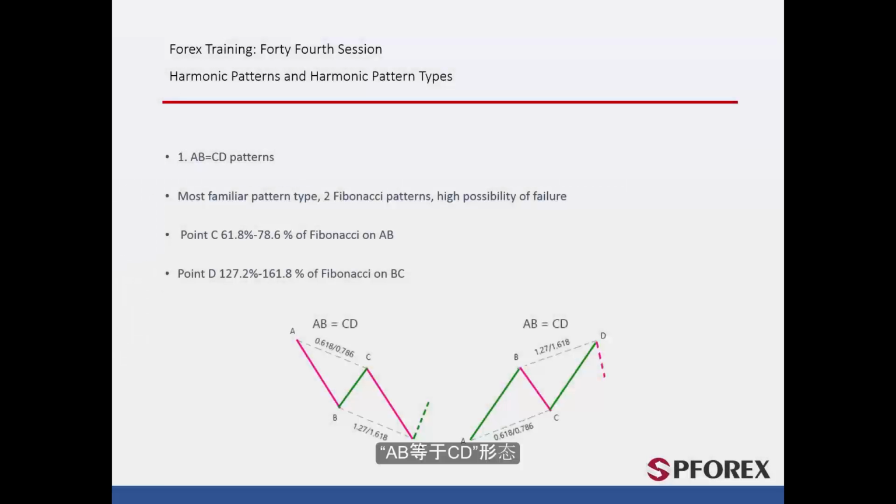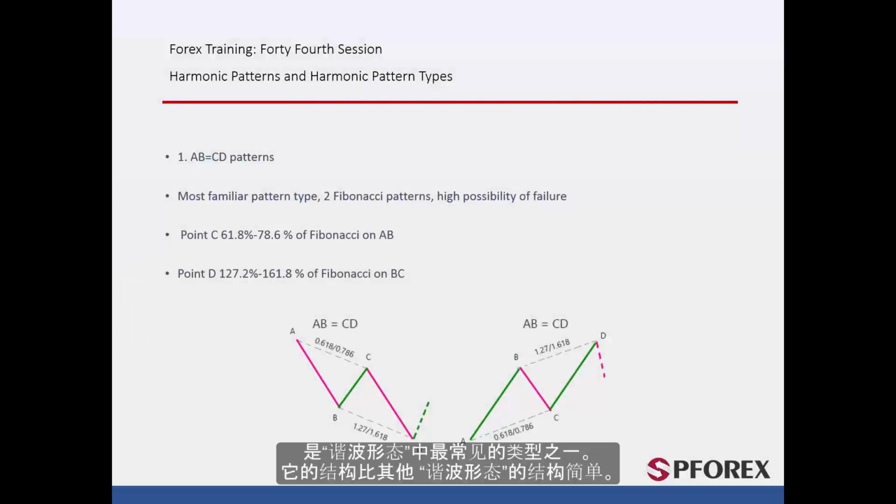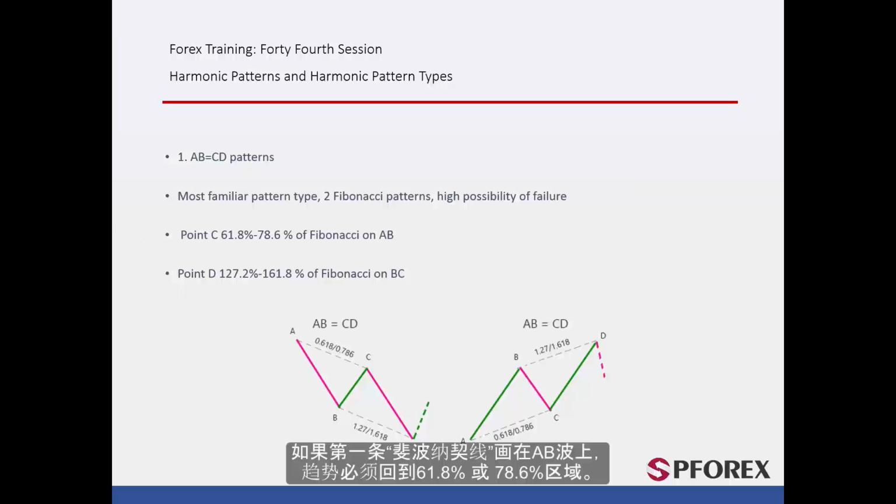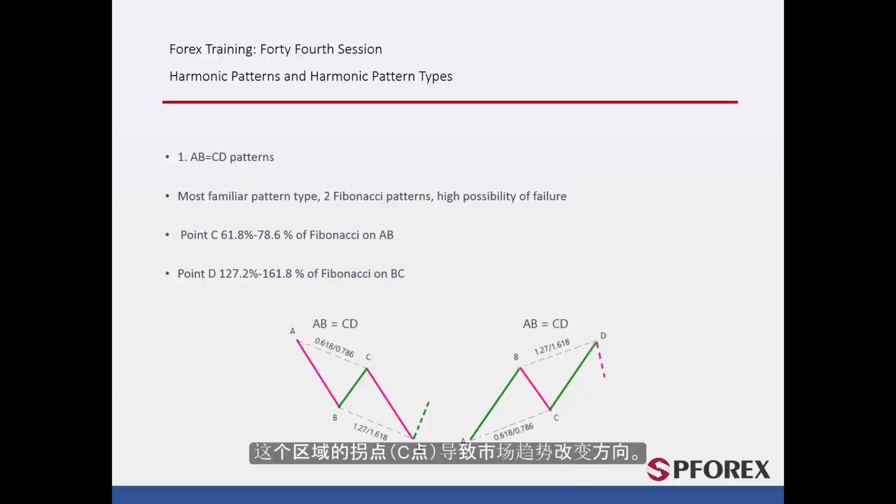The AB equals CD pattern is one of the most popular types of harmonic patterns, which has a similar structure compared to the other harmonic pattern types. As illustrated on the graph, the Fibonacci patterns must be drawn on 3 swings. If the first Fibonacci is drawn on the AB swing, then the trend must return to an area between 61.8% and 78.6%. A reversal point in this region, called C, causes the trend to change its direction.